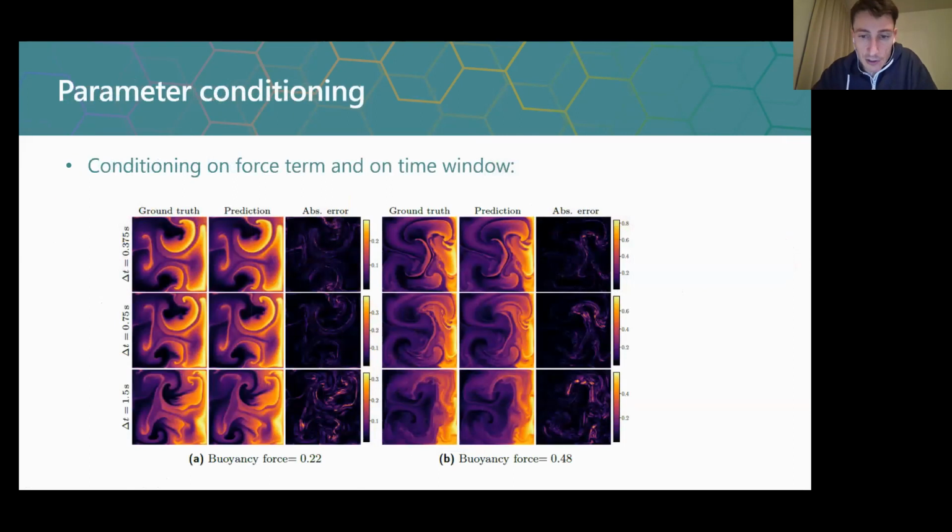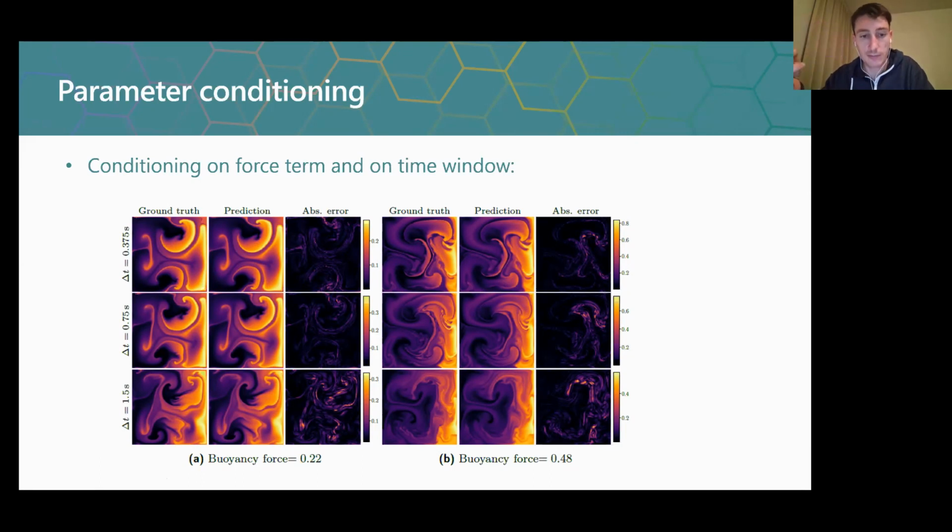And lastly, I want to say what I mean with this parameter conditioning. So we have here like 2 blocks. The block on the left is an experiment setting with a buoyancy force term, so force term of 0.2, and on the right with 0.5. And then we see on the y-axis different delta t, so different time windows. And each of these plots, where we have the ground truth on the left and the prediction in the middle, is basically created from the same input data, but the conditioning on these parameters is different.